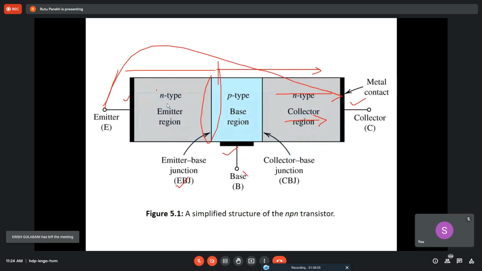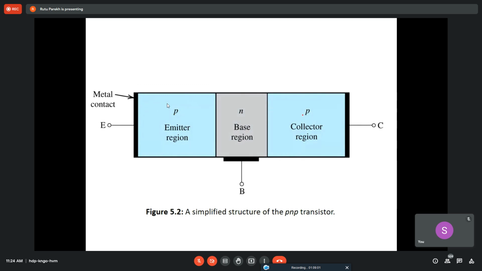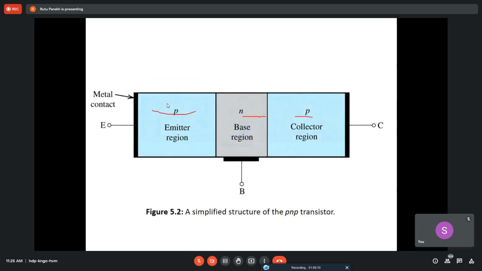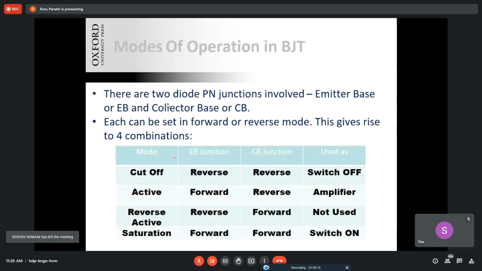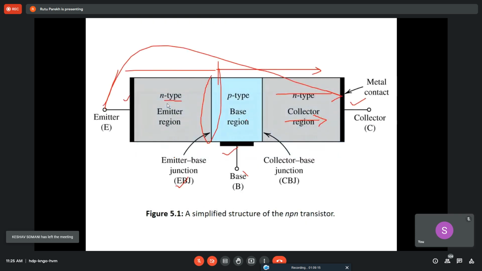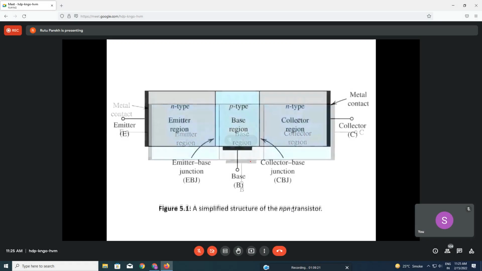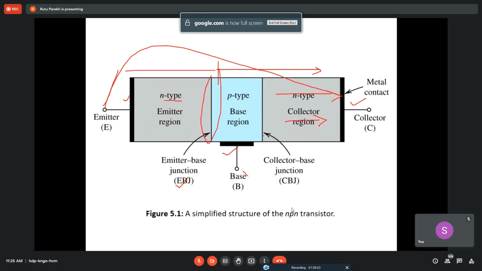Another flavor of this is the NPN, and there is another flavor that is PNP. I'll explain tomorrow the significance of PNP, and both are needed. Based on what I explained today, we'll go ahead. If we concentrate on this type, it depends on how you connect. You have the EB junction and the CB junction.